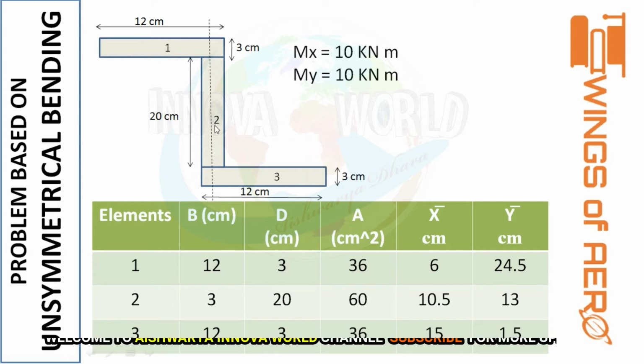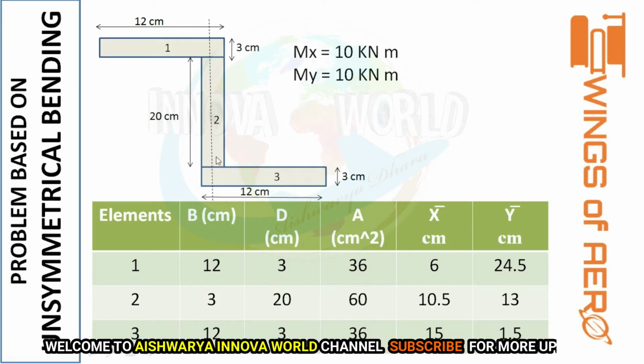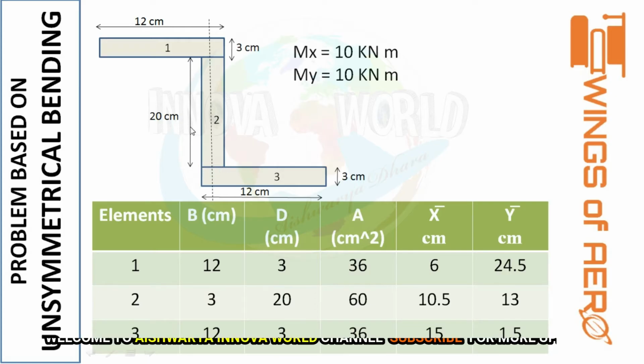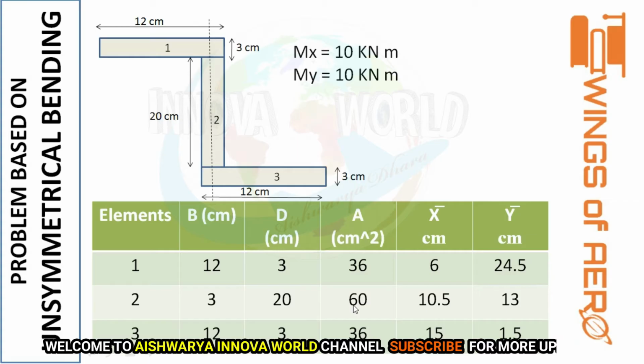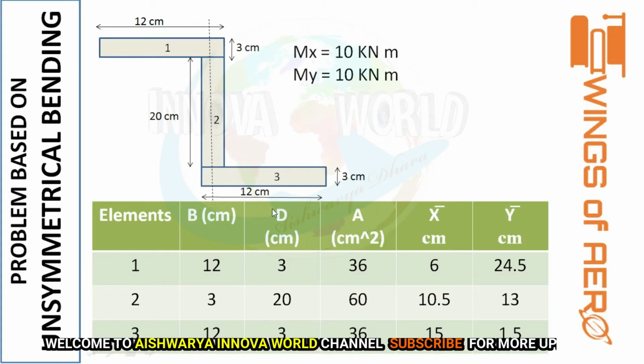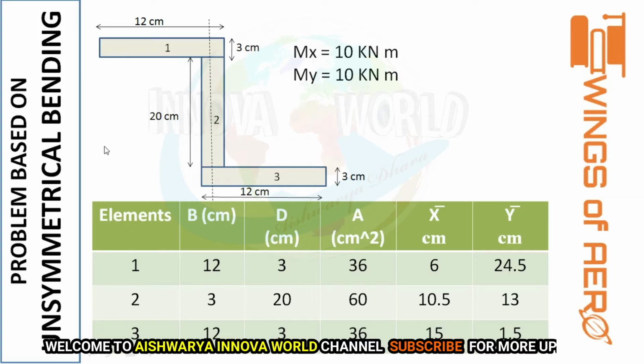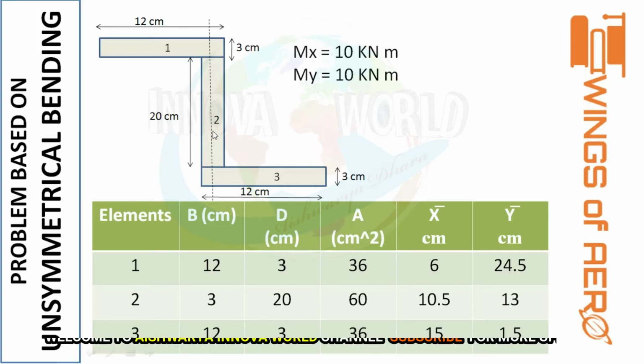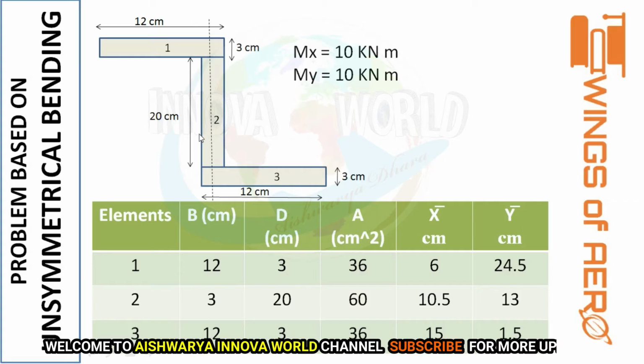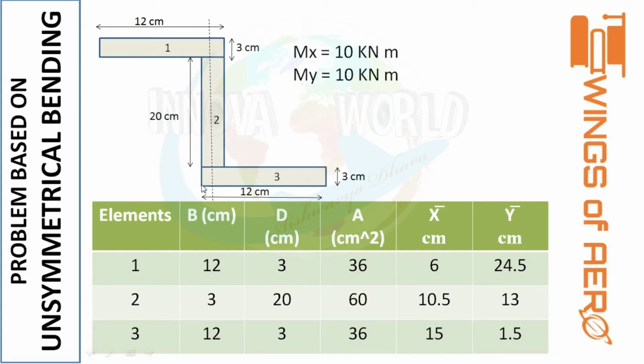Coming to the second element, we have B as 3 and D as 20. So area comes B into D, 60. What is X bar? X bar will be from this reference point to this point. So from here to here is 9 plus 1.5, so you get 10.5. And what is Y? From here to this midpoint. How will you get this midpoint? Your total half is 10, from here to here will be 10. Then 10 plus 3, we get 13.